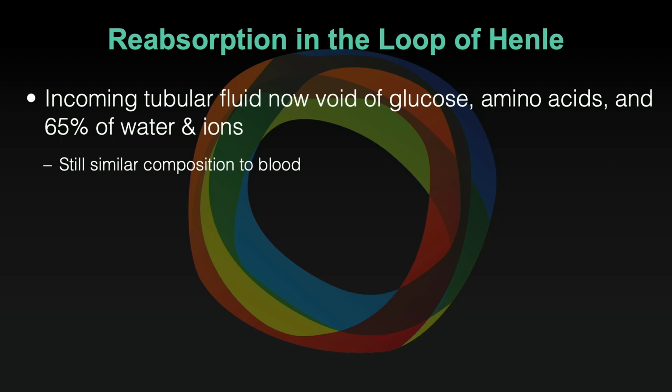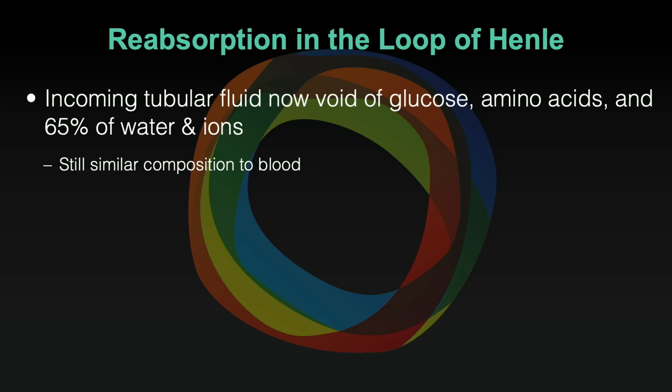As the tubular fluid enters the loop of Henle, a lot of the heavy lifting's been done. 2/3 of the filtrate has been reabsorbed. There's no glucose anymore. There are few amino acids and proteins, if there were to begin with. 65% of the filtrate absorption has been completed already. Water's been reabsorbed as well to equalize concentrations, which is why it's still of a similar composition to blood. If you were to measure blood and look at the concentrations of various ions, it would be similar in the blood as in the fluid entering the loop of Henle.